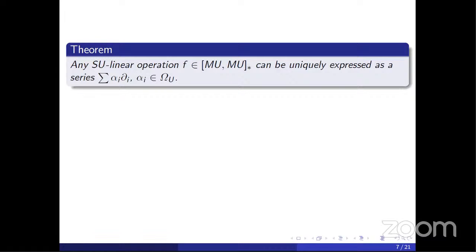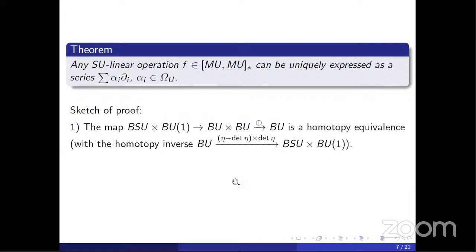And the sketch of proof, first step: we have the map BSU × BU(1) to BU, and this map is a homotopy equivalence with the homotopy inverse of this form. We use here that we have the determinant map from BU to BU(1), and we have the homotopy inverse for the plus operation in BU, which is minus. And this map lifts uniquely to a map to BSU, and this map to BU(1), and this map in fact is homotopy inverse to this map.